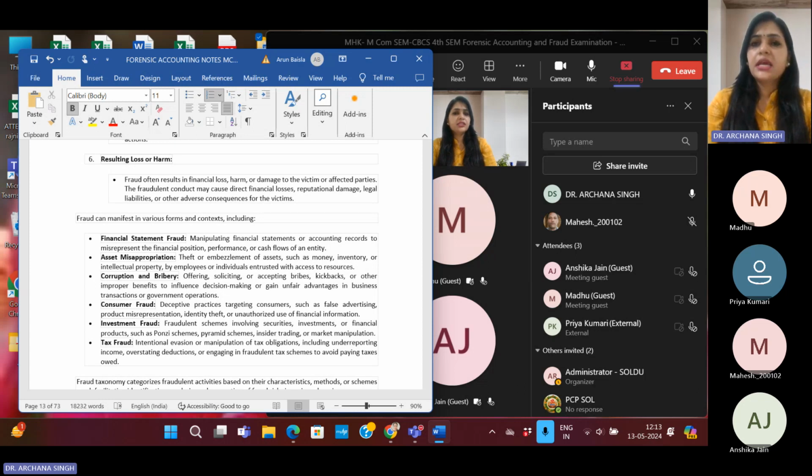Legal liabilities means penalties may be imposed on the victim who was trapped in the fraudulent activity, who does not know that he has been in the fraud activity, then penalty may be imposed on him or her. Okay, so it may result in loss or harm to the victim.